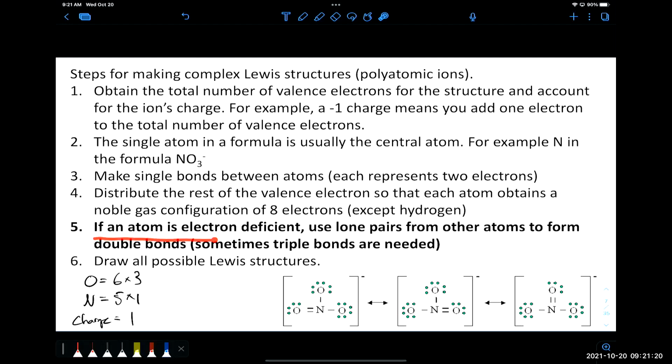If an atom is electron deficient, we use lone pairs from other atoms to form double bonds. Usually, if you do this extra step, distribute evenly to the outer atoms, filling the central atom last, then you'll just have to take electrons from your central atom to make those double bonds.